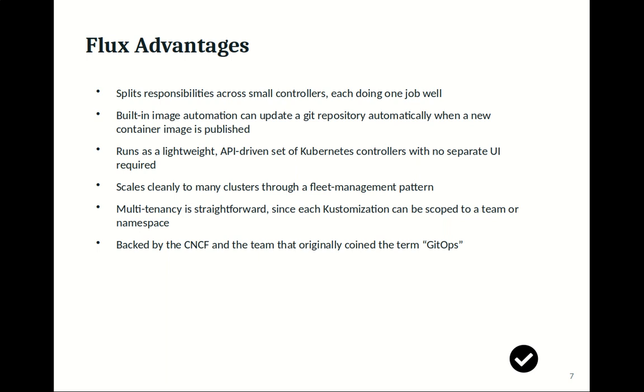Flux advantages: splits responsibilities across small controllers, each doing one job well. Built-in image automation can update a Git repository automatically when a new container image is published. Runs as a lightweight, API-driven set of Kubernetes controllers with no separate UI required. Scales cleanly to many clusters through a fleet management pattern. Multi-tenancy is straightforward since each Kustomization can be scoped to a team or namespace. Backed by the Cloud Native Computing Foundation (CNCF) and the team that originally coined the term GitOps.